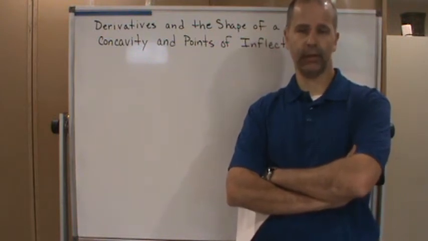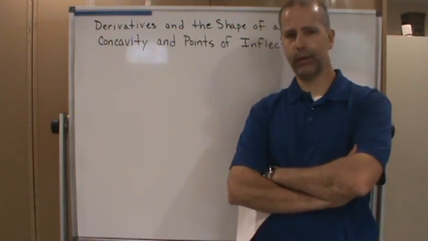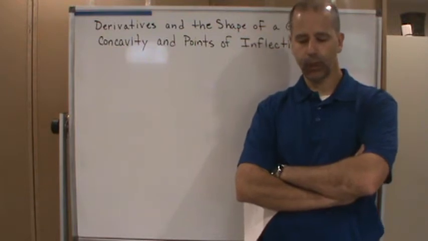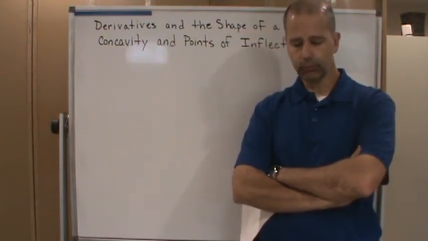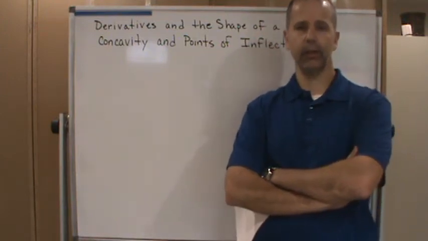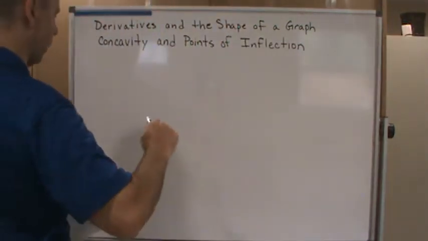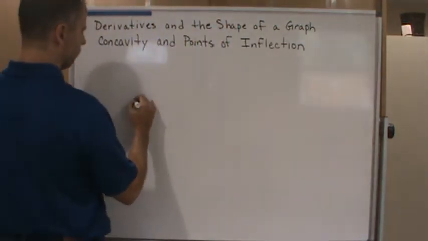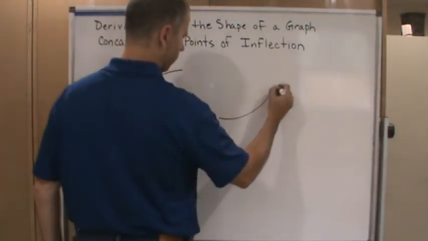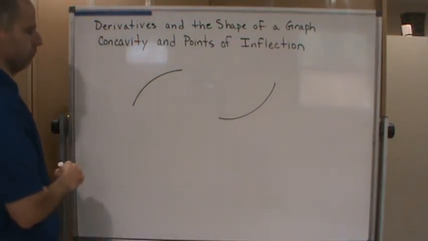Okay, so when we talk about concave up or concave down, we're talking about how the graph curves, if it does curve, right? So we know when a function is increasing, but how do we determine whether a curve is concave up or concave down? Because if we look at this versus that, right? Both of these are increasing functions.